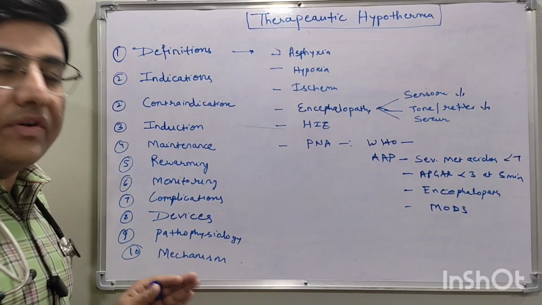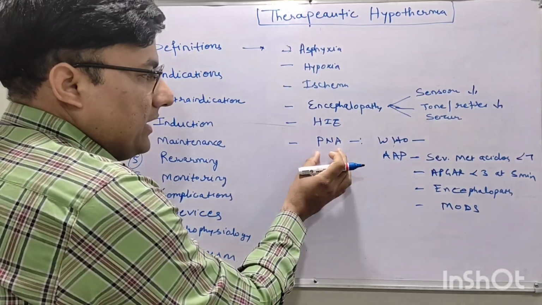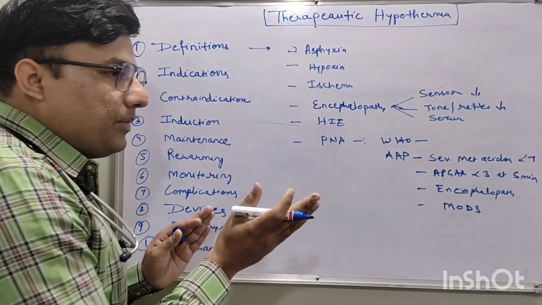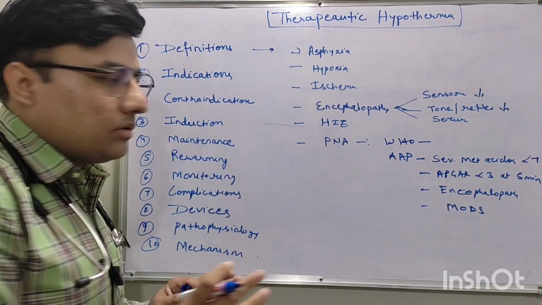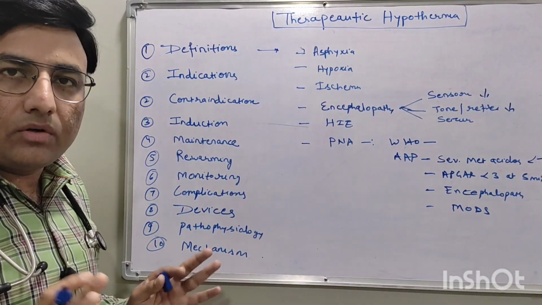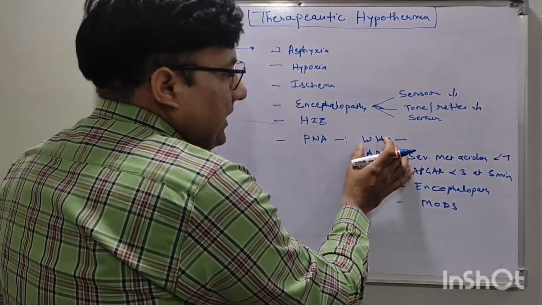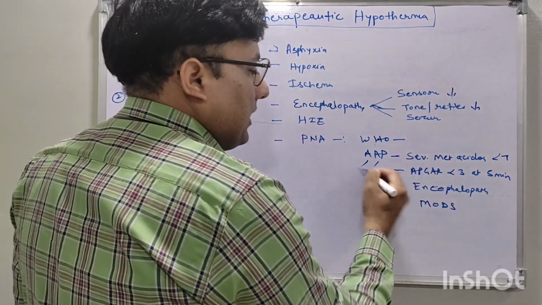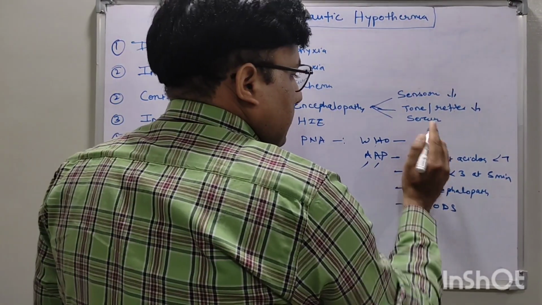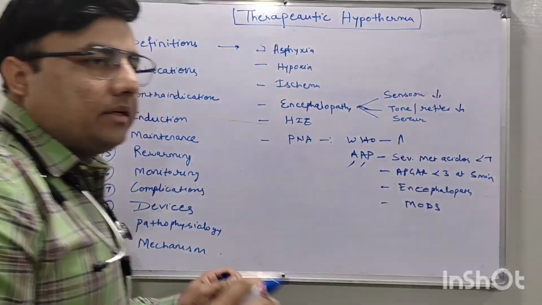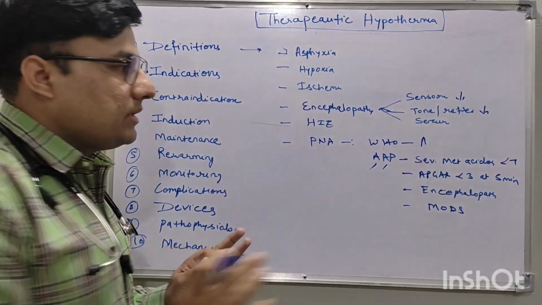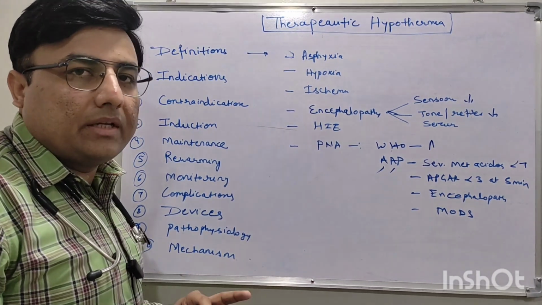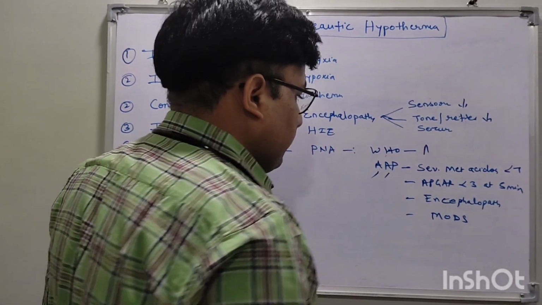Then coming to the definition of perinatal asphyxia. Perinatal asphyxia is the better word than birth asphyxia, because asphyxia can happen before birth, just after birth, or at birth also. That's why we call it perinatal asphyxia, not birth asphyxia. According to the WHO, failure to initiate or sustain breathing at birth is called perinatal asphyxia.